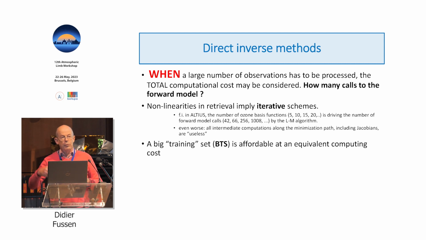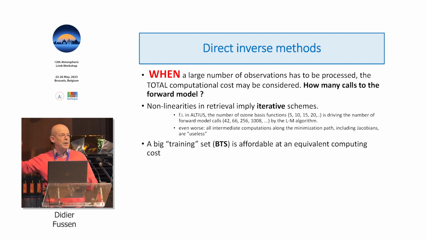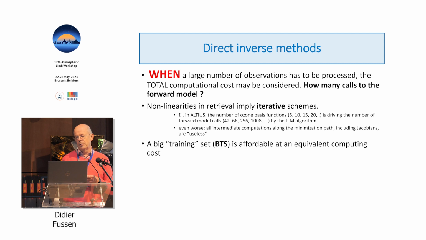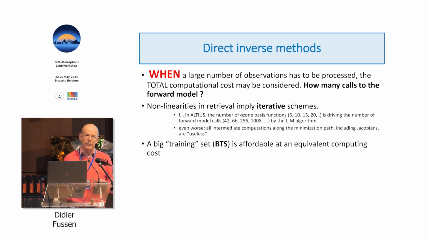For instance, in ALTIUS, when we increase the number of principal components, we see that the Levenberg-Marquardt algorithm that is optimizing the solution takes more and more calls to the forward model, in a quite polynomial way, certainly not linear. And even worse, all the intermediate steps, when you look at the solution, are intermediate. The path to convergence is a priori unknown.